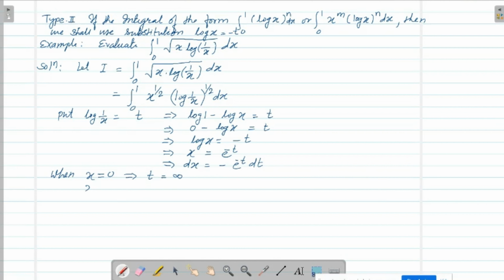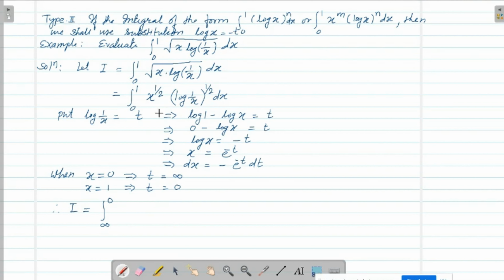And when x equal to 1, this gives t equal to how much? Putting x equal to 1, log 1 by 1 is log 1, but log 1 is 0. So your limit runs from infinity to 0. So just change the limit. Therefore I equal to the integration with limit 0 converted into infinity, that is, infinity to 0, and substitute all the values over here.